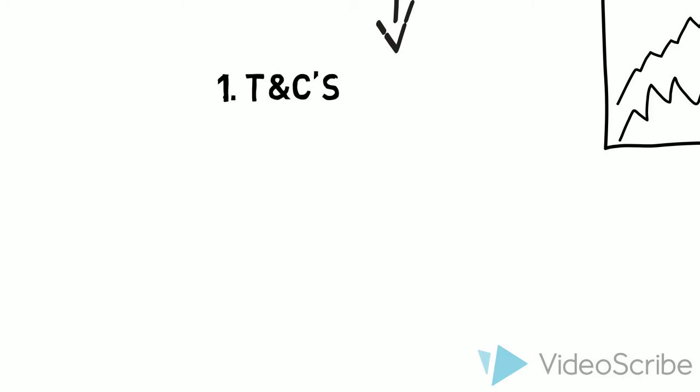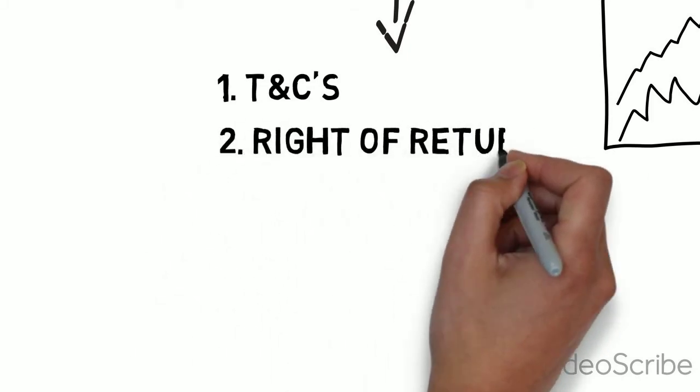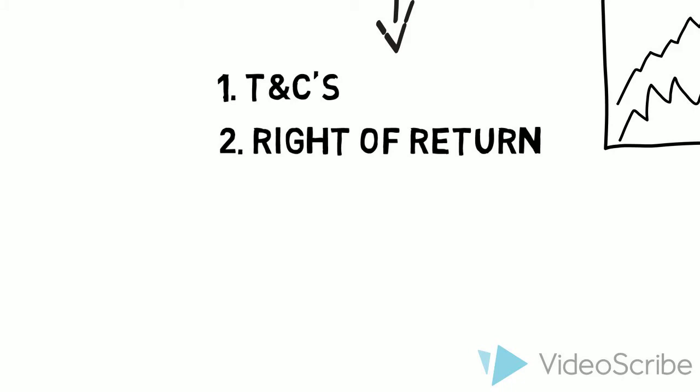The second thing to watch out for is the right of return. If GE sells a product to a customer with a right of return, GE must determine if revenue can be recognized or must be deferred until the right of return lapses.